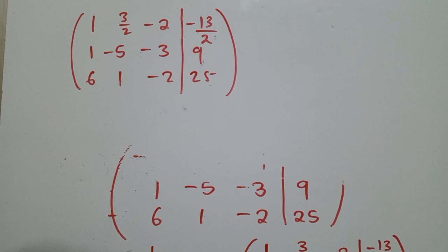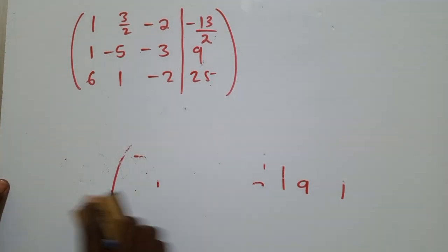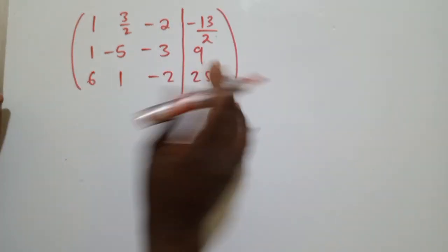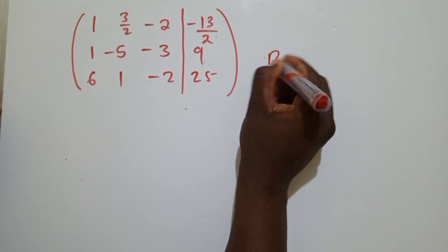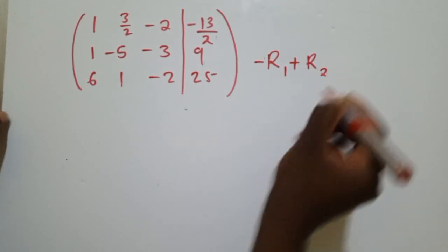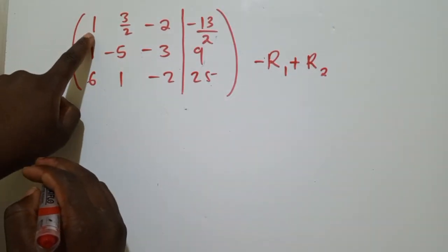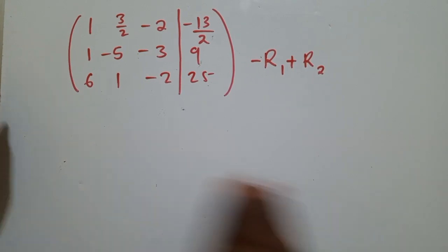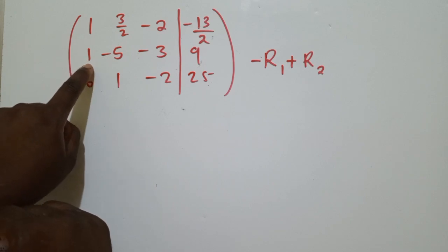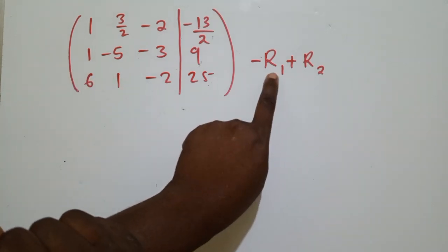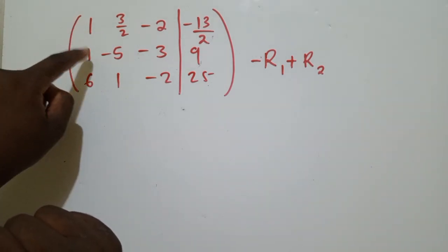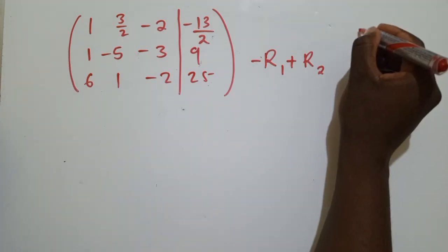So we are at this point. The next thing we must do is negative row 1 plus row 2. Remember, we've now achieved the 1 we wanted here. Now we need a 0 at this point, so we're going to use this method. Negative row 1 plus row 2 will give us a 0 here.